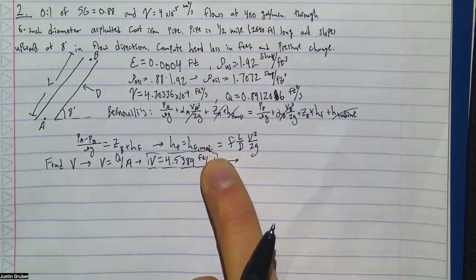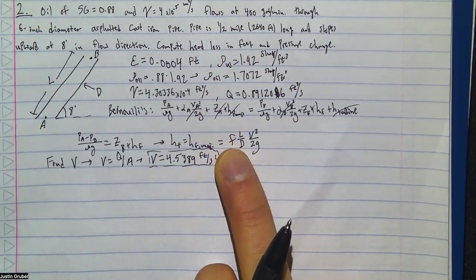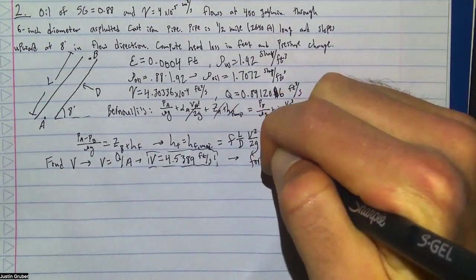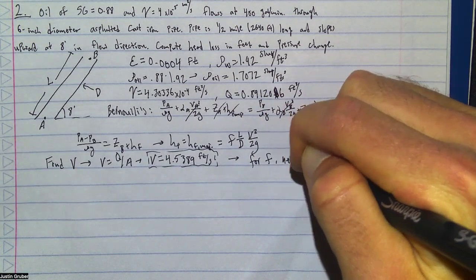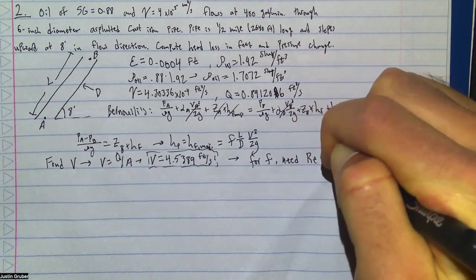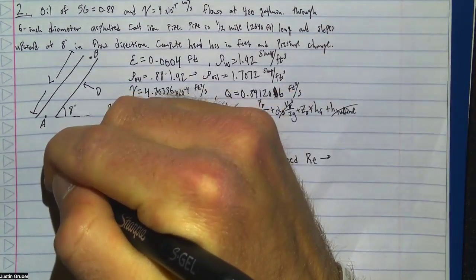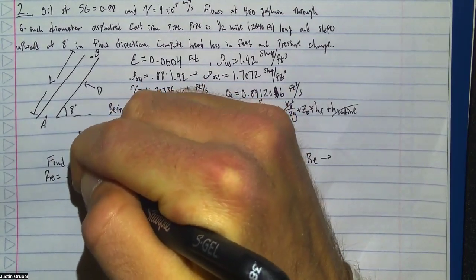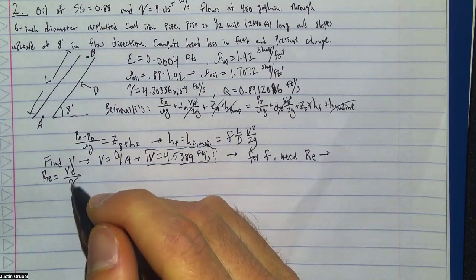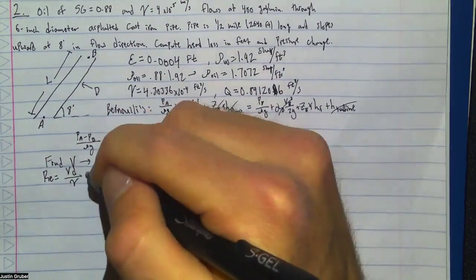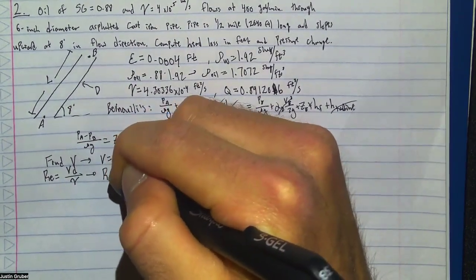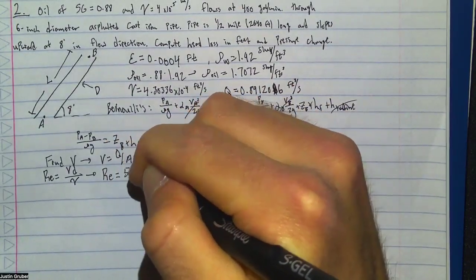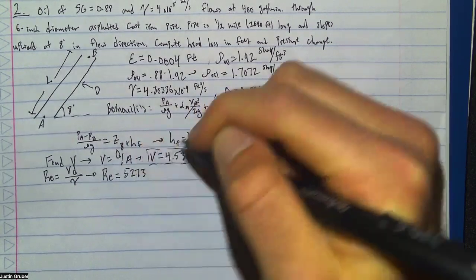To find our F, we need our Reynolds number. So let's do that. We just found our V, we know our diameter, and we know our kinematic viscosity. So it's 5273. And it's dimensionless, of course.